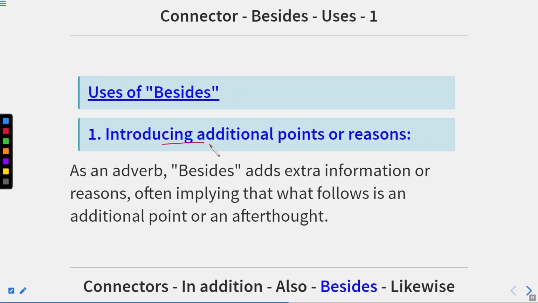Uses of besides, introducing additional points or reasons. As an adverb, besides adds extra information or reasons, often implying that what follows is an additional point or an afterthought. It means whatever has been said, we are providing some extra information about that. We can use the word besides in between these two sentences. One is the statement, and another is the extra information. So we can use besides in between these two clauses or sentences.